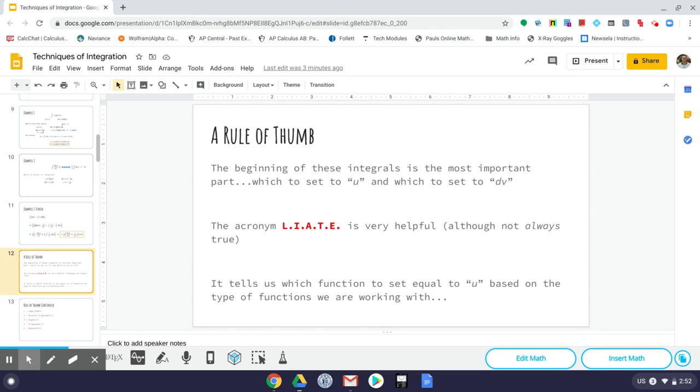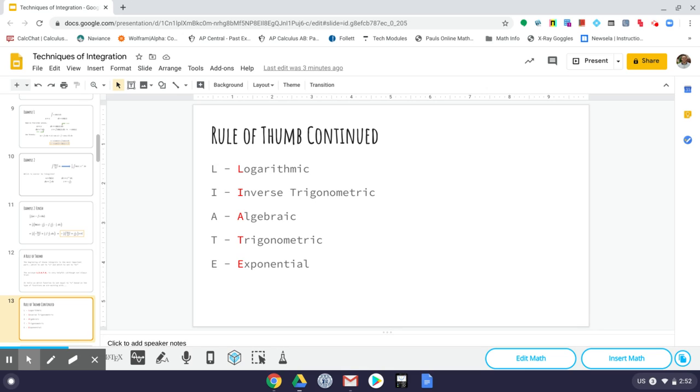So what does the actual acronym mean? The L stands for a logarithmic function. And I'm just now realizing I said logistic a couple of times for natural log of x, and that's a logarithmic function, not logistic. Sorry, that's an easy mistake on my part. I is inverse trigonometric function. A is algebraic. T is trigonometric, and E is exponential.